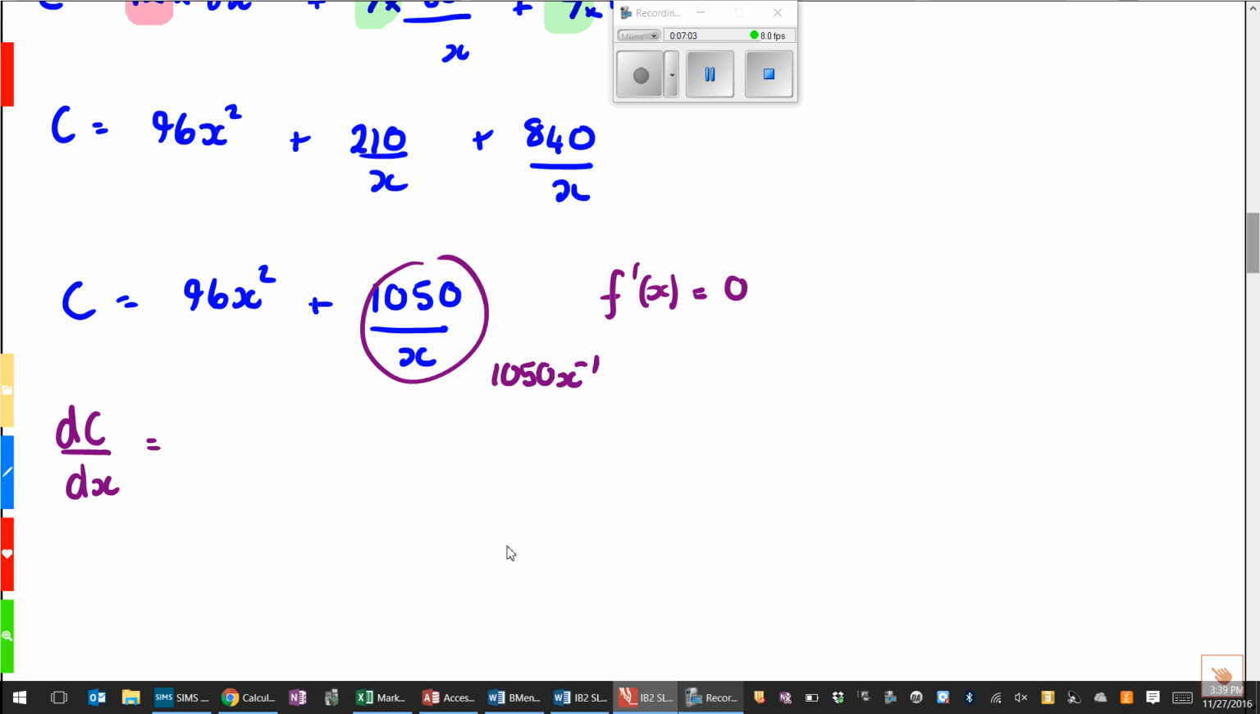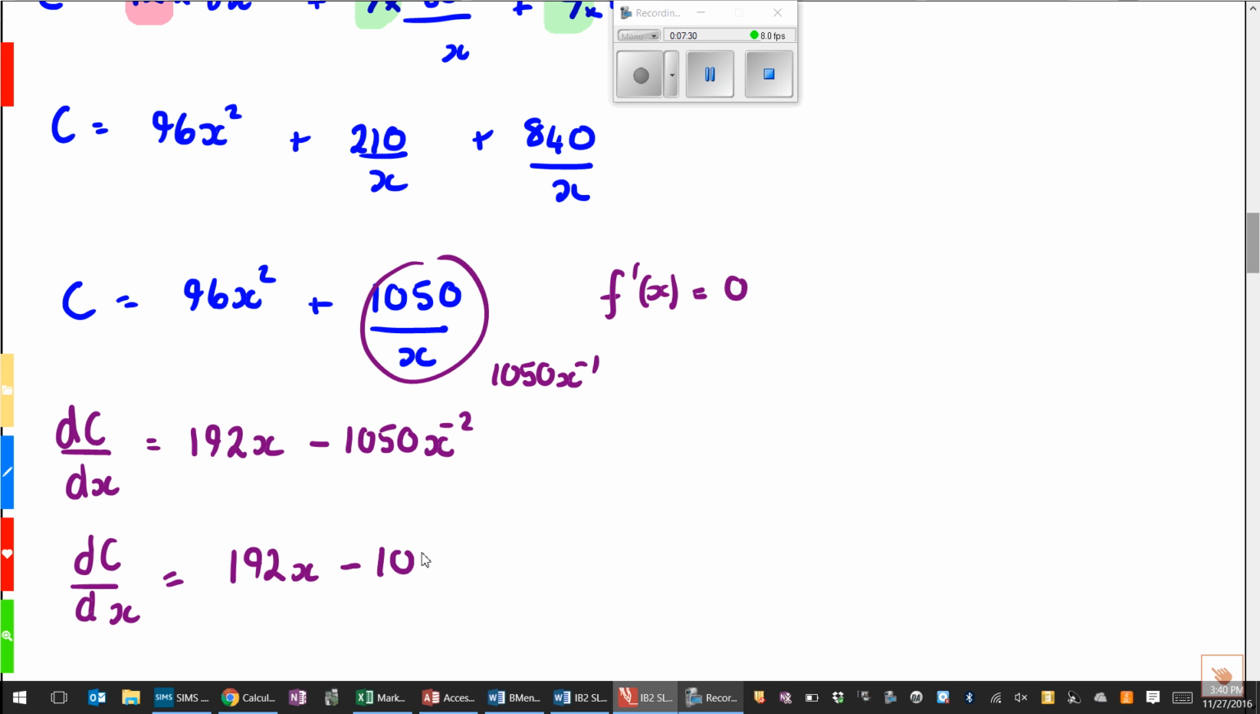Maybe I should just rewrite this bit especially, so that will be x to the minus 1. So when I differentiate, I've got 2 times 96, which is 192x, and then minus 1050 x to the minus 2. Or dC/dx equals 192x minus 1050 over x squared. So I am looking to solve 192x minus 1050 over x squared equals 0.